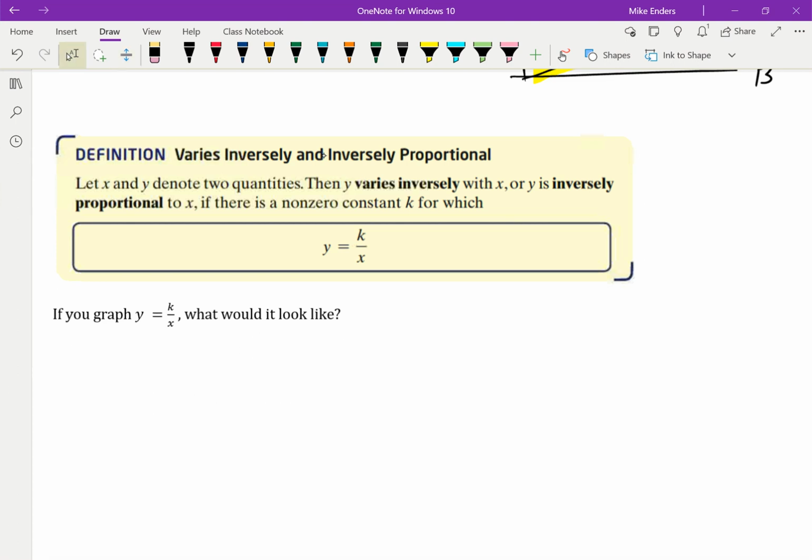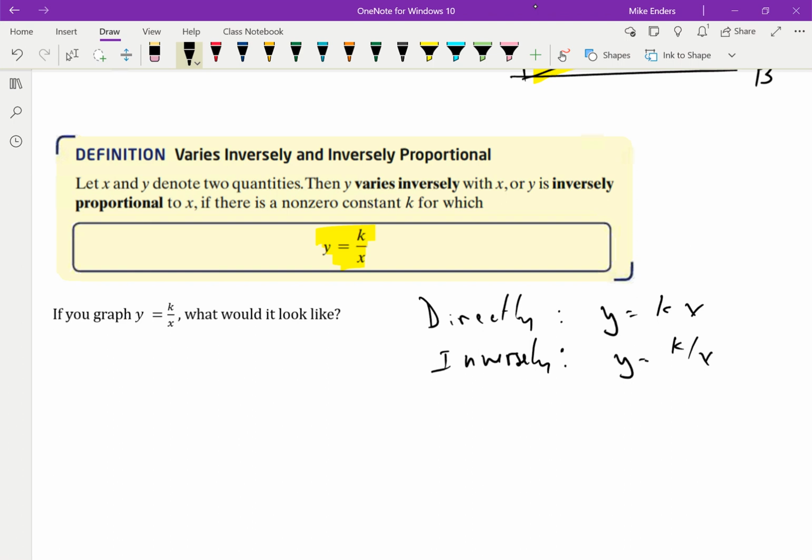We say indirect or inversely proportional varies inversely. Again, we still have two quantities, x and y. Y varies inversely with x, or y is inversely proportional to x, if there's a non-zero constant k, such that y equals k divided by x. So if we are directly proportional, then we have a multiplication, y equals kx. If we have an inversely proportional, then y equals k over x. And k in both of these is a constant.